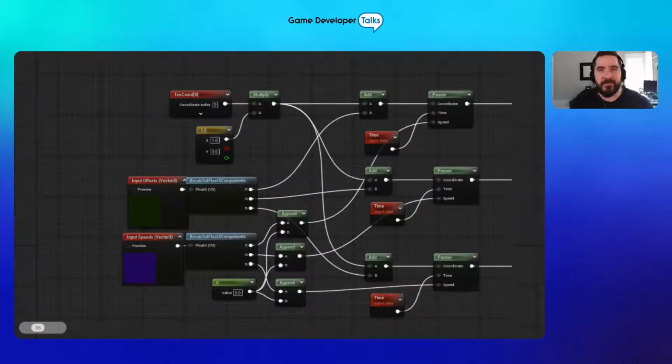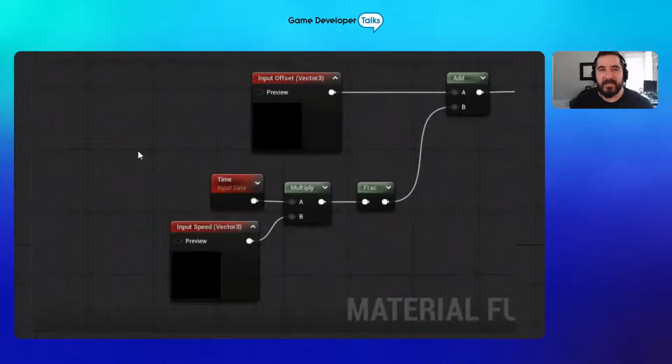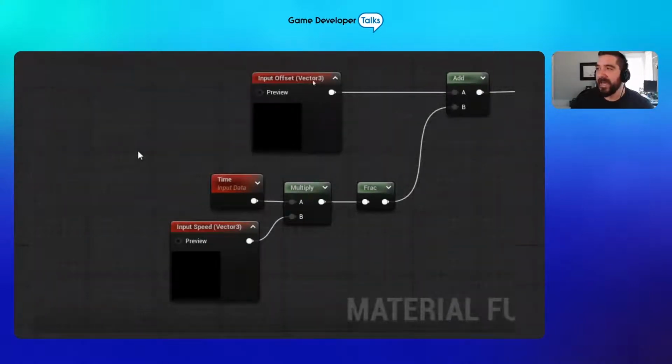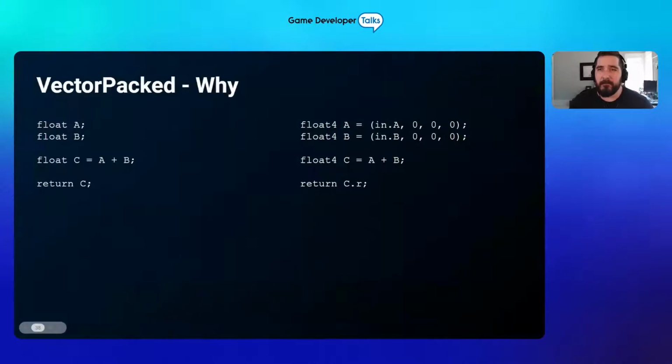So this seemed a little inefficient to me because we're panning a bunch of extra values here that we don't really care about. So instead, I packed those 3 float speed values together, multiplied them by time, got the fractional value for accuracy's sake, and then added them to the offset. So this was a really dead simple panner operation. And I thought that would work, right?